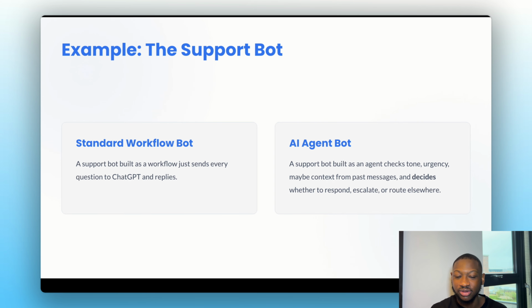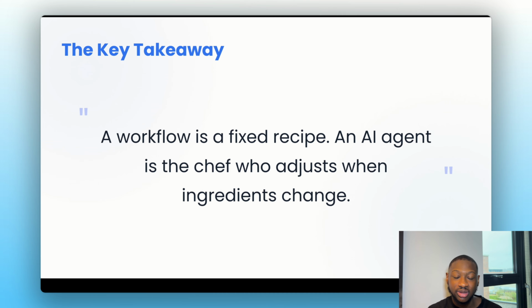Here's another example, the support bot. A standard workflow bot is built as a workflow that just sends every question to ChatGPT and replies. An AI agent support bot checks the tone, the urgency, and maybe even context from past messages, and decides whether to respond, escalate, or route the conversation elsewhere. The key takeaway is that a workflow is a fixed recipe, while an AI agent is the chef who adjusts when ingredients change.